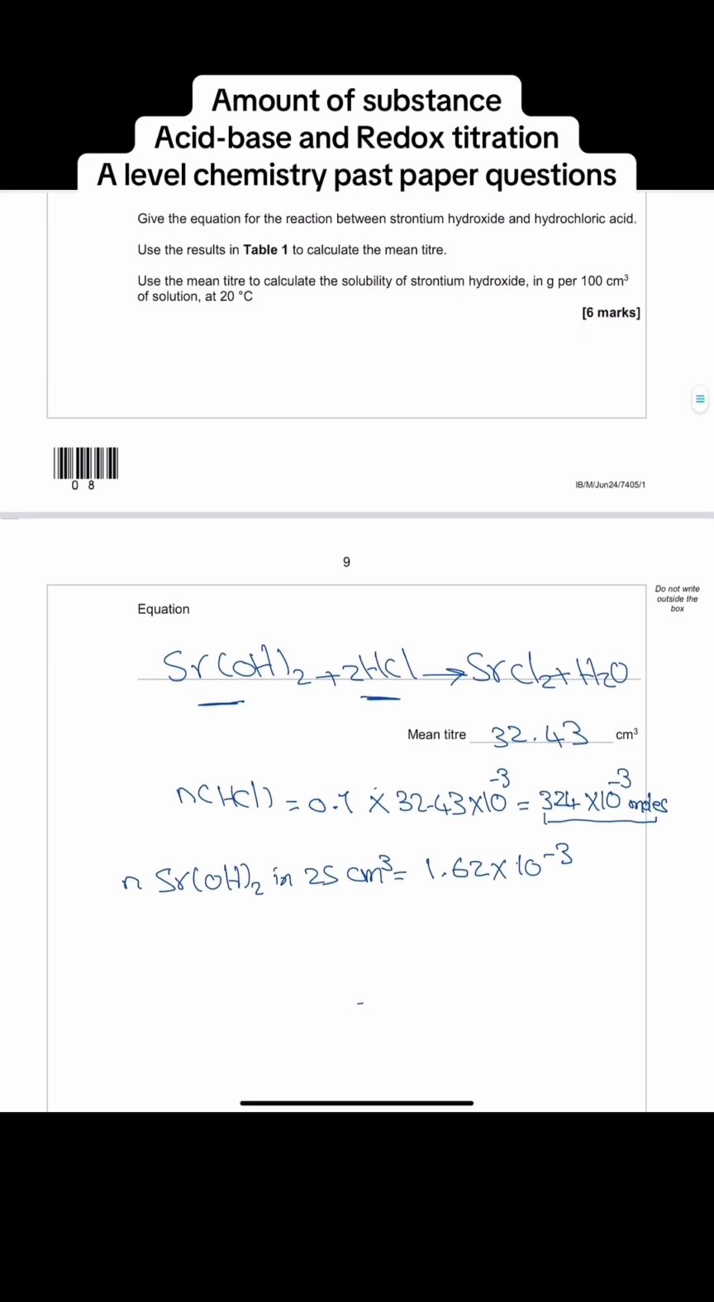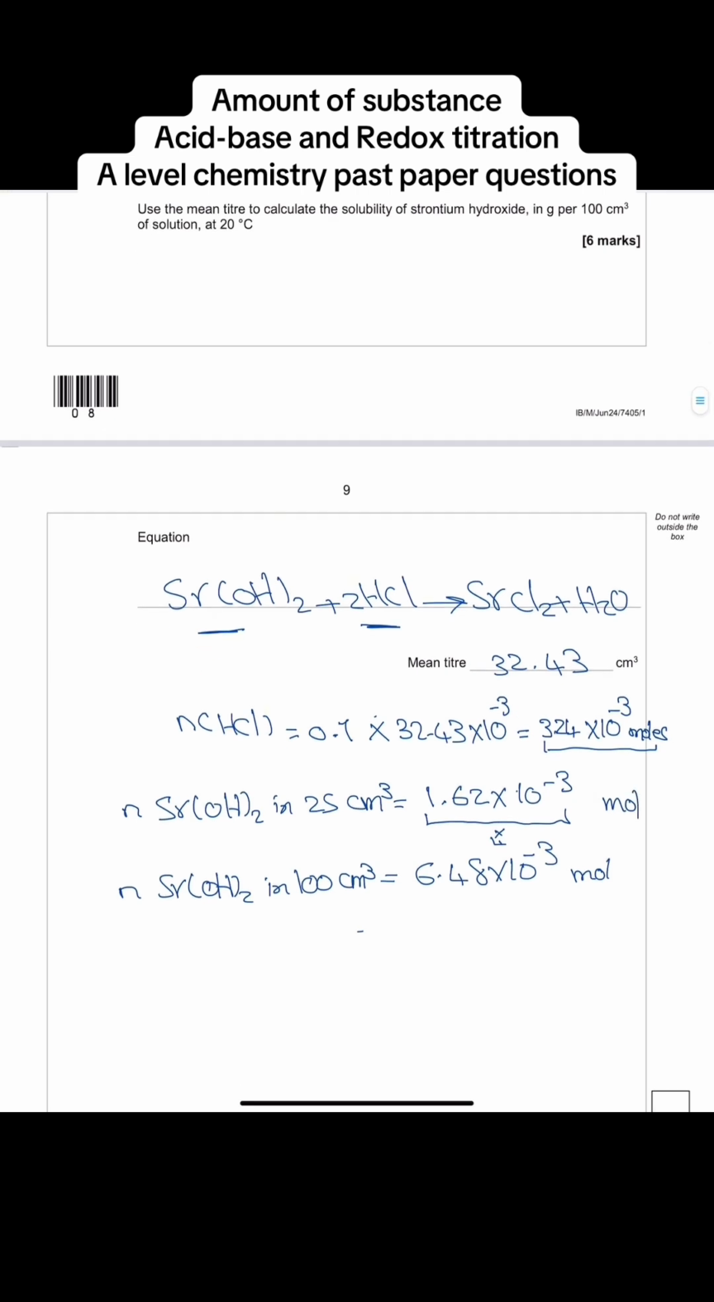Now, the next step, we need to find the number of moles of strontium hydroxide in 100 centimeter cubed, because we need to convert these moles into mass. So the number of moles of strontium hydroxide in 100 centimeter cubed of our sample is going to be 4 times this value because this was in 25 centimeter cubed. So multiply this by 4, and that will give you 6.48 times 10 to the minus 3 moles. All of these are moles, of course.